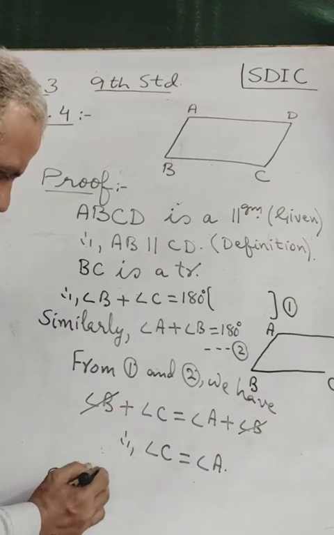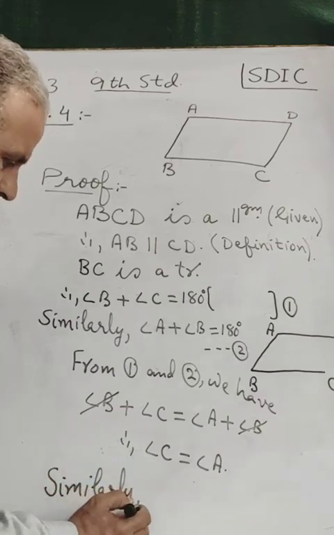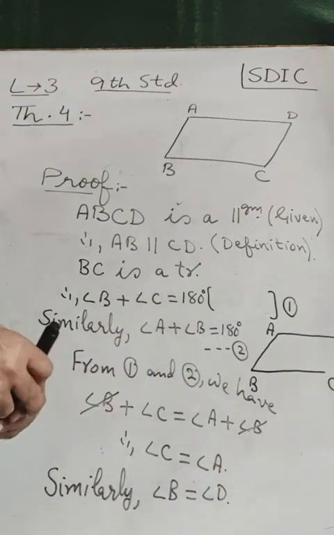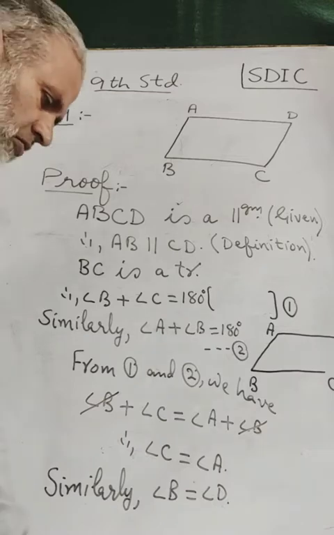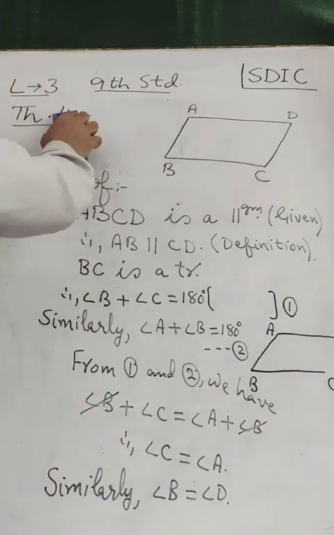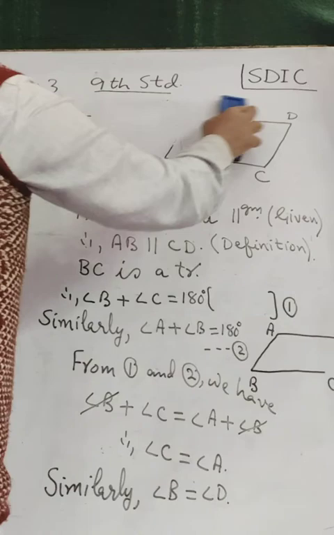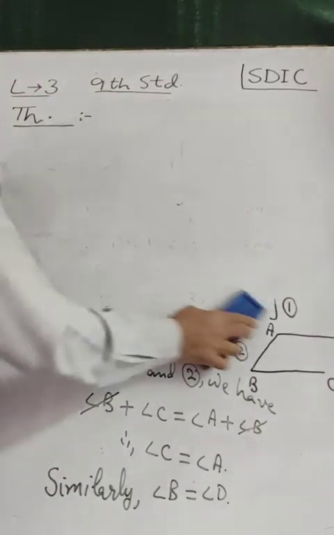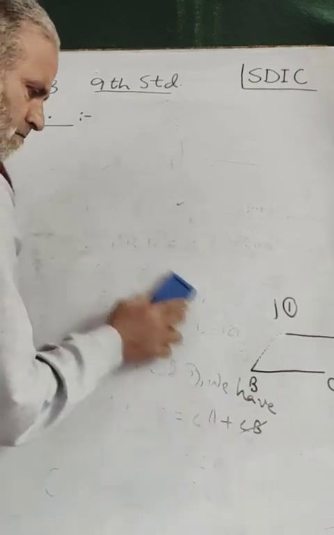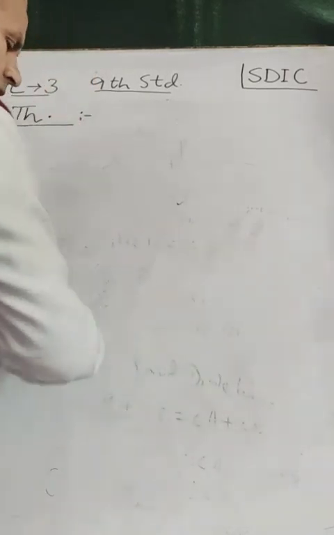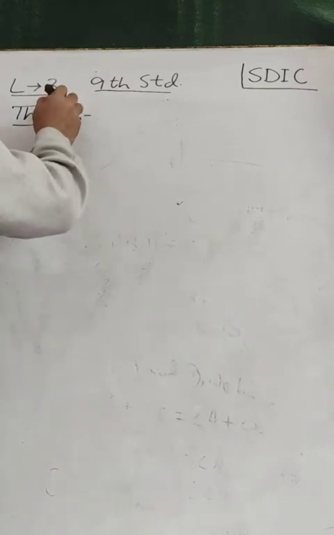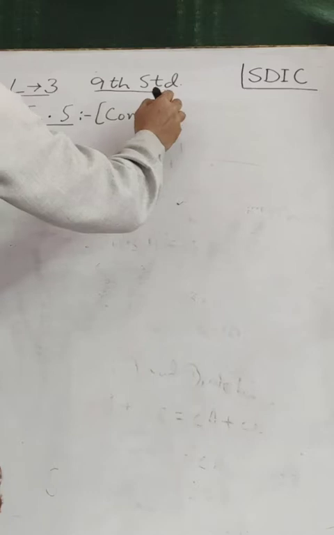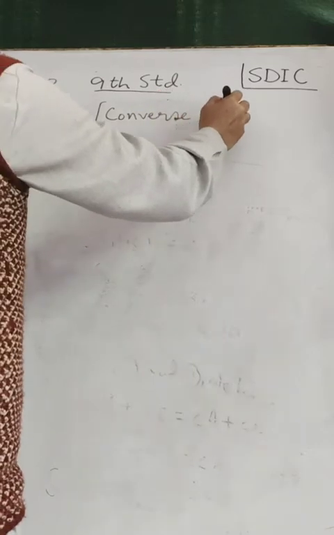That you will do only when you want to prove. Otherwise, you can write similarly: angle B is equal to angle D. That completes the proof of theorem number 4. After theorem number 4, we have the converse of theorem 4. That is theorem number 5. Theorem 5 is converse of theorem 4.